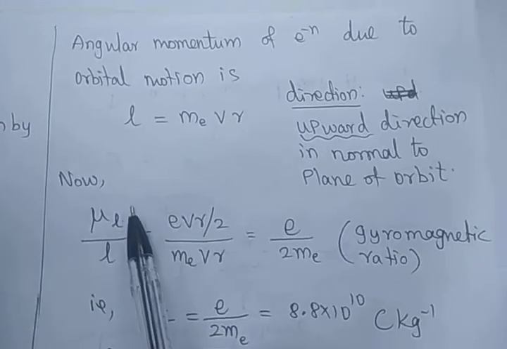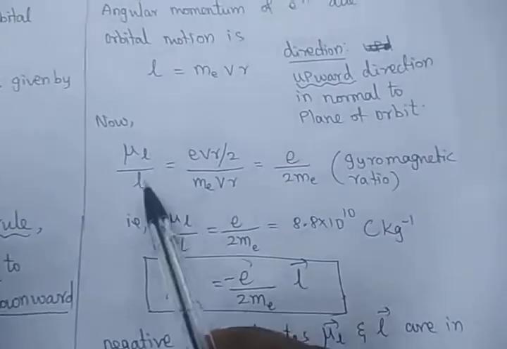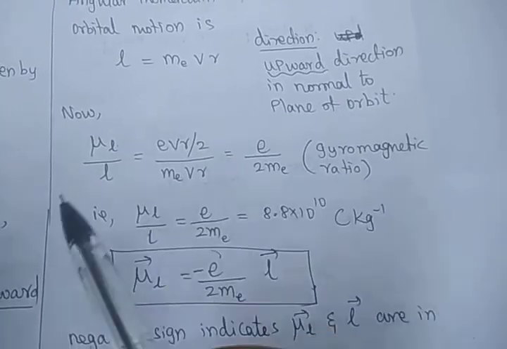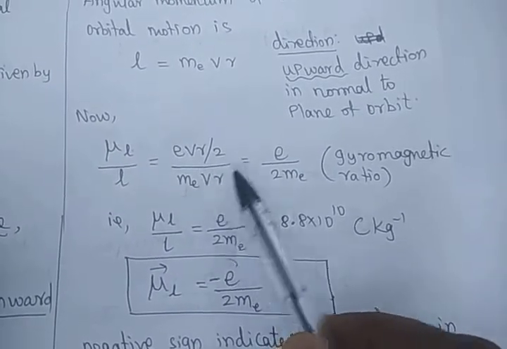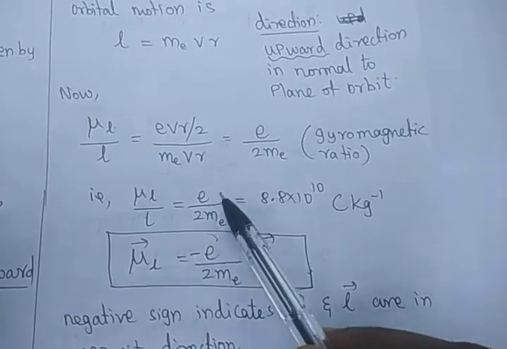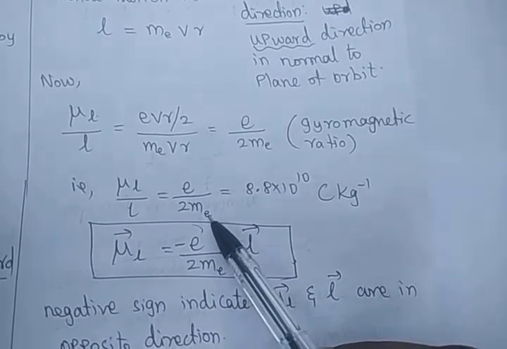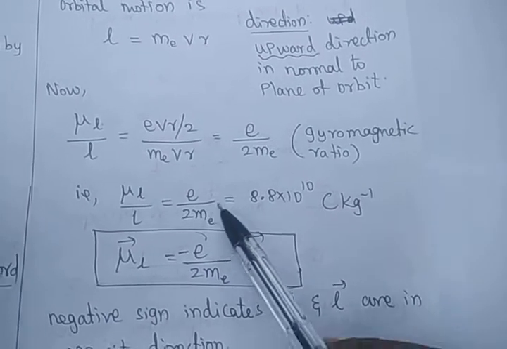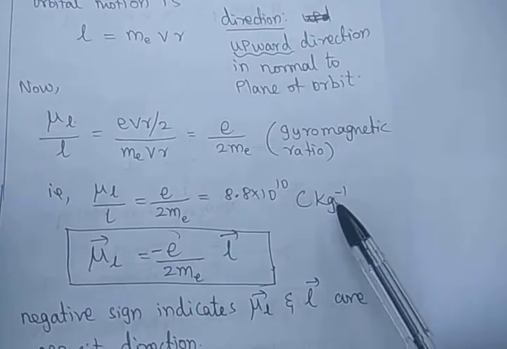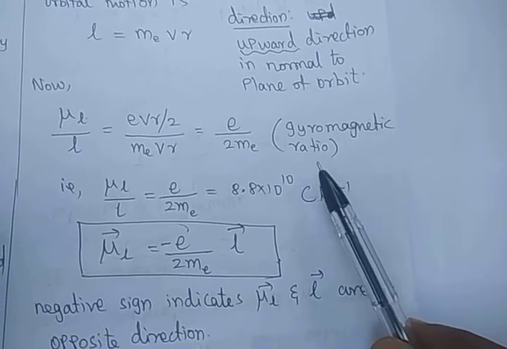Now mu L by L, that is the orbital magnetic dipole moment divided by the angular momentum, is called the gyromagnetic ratio. If you divide, v and r get cancelled, giving e by 2 me, where me is the mass of the electron. So mu L by L is equal to e by 2 me. Substituting e as 1.6 into 10 power minus 19 and m as 9.1 into 10 power minus 31 kilogram, we arrive at 8.8 into 10 power 10 coulomb per kilogram. This is the constant value of the gyromagnetic ratio. This may be asked as a question, so keep it in mind.